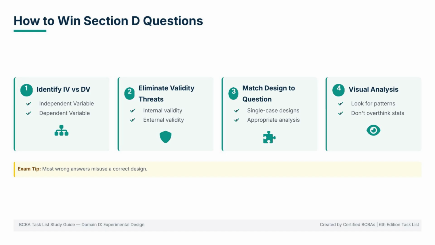To win Section D questions, you need a clear strategy. Step 1. Identify the independent variable and the dependent variable. If you confuse these, the entire question collapses. Step 2. Eliminate validity threats. The exam loves to sneak in history, maturation, or measurement problems. Step 3. Match the design to the question. Not every situation calls for a reversal design. Not every situation allows withdrawal.